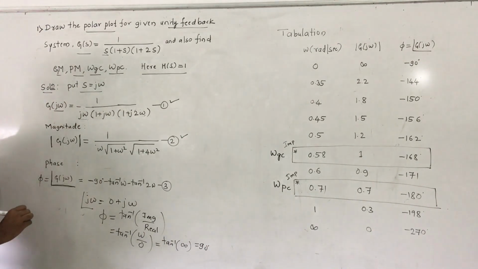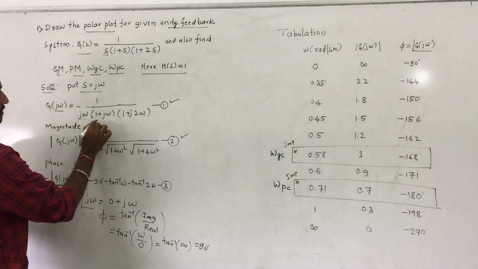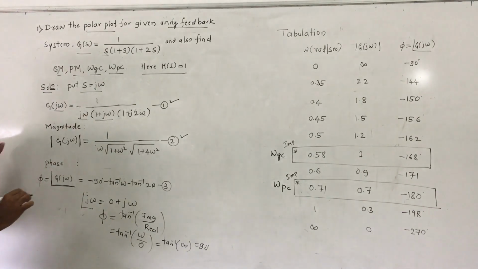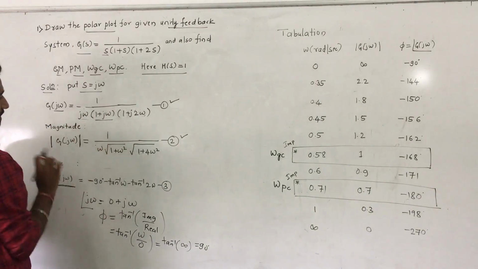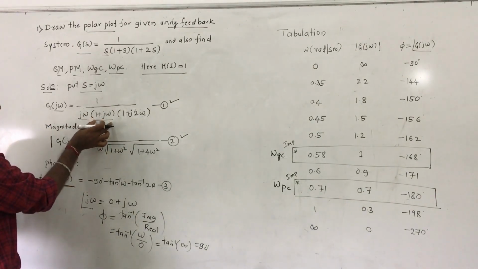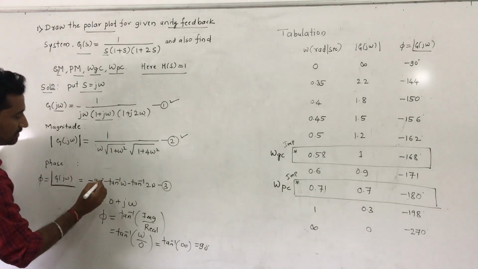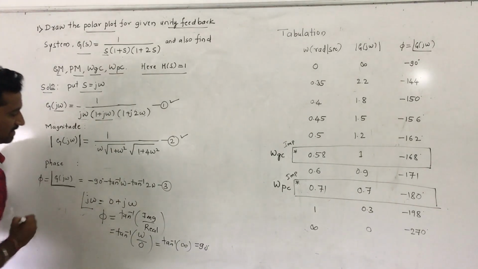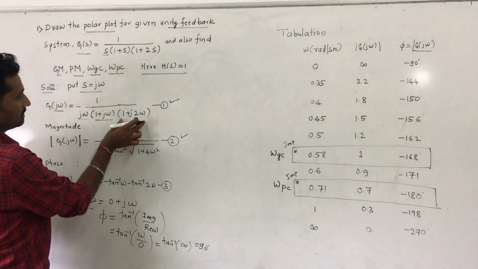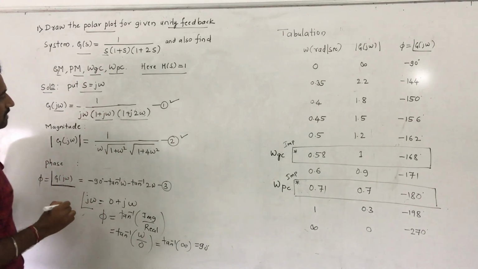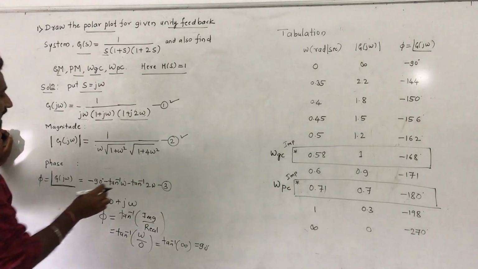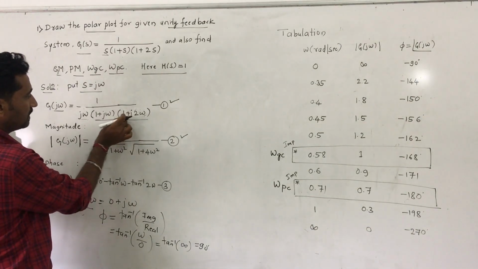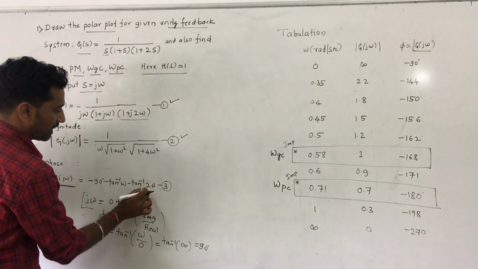Since this term is in the denominator, if I take it to the numerator, this becomes minus 90 degree. Similarly, what is the phase of the next term? Tan inverse of imaginary part by real part, omega by 1, that is tan inverse of omega. Since it is in the denominator, taking it to the numerator gives a minus sign. Similarly, the angle of the term 1 plus j2 omega is tan inverse of 2 omega by 1.